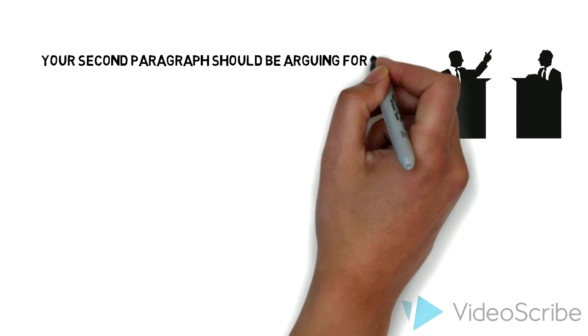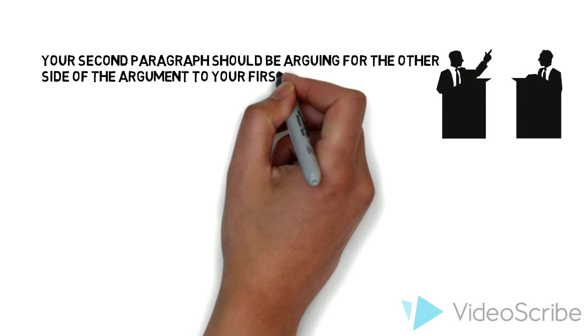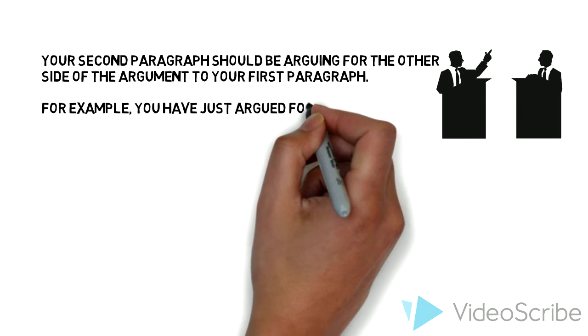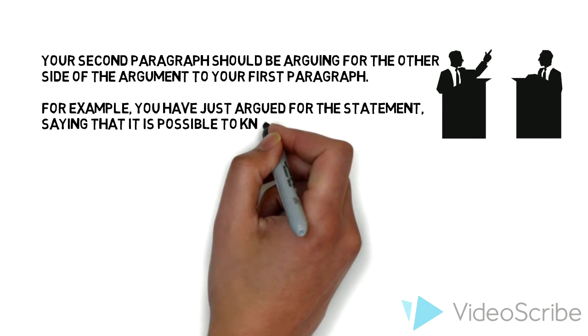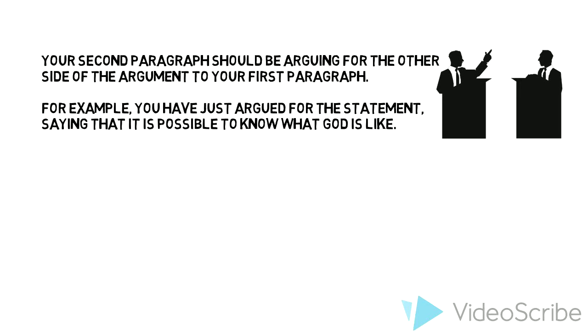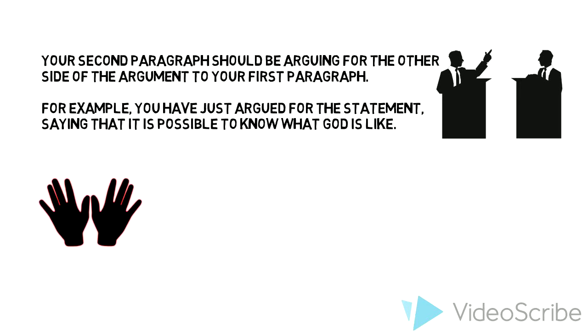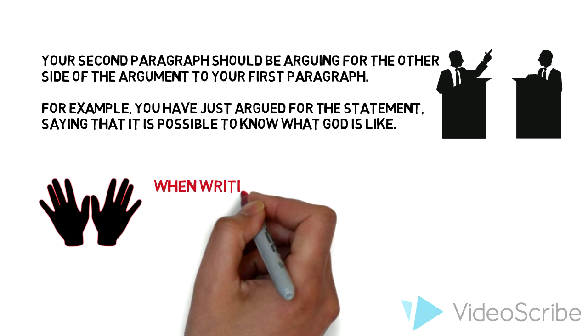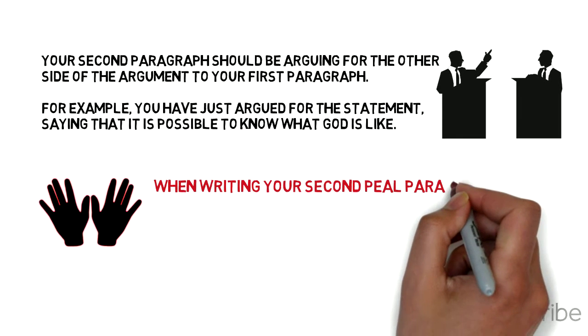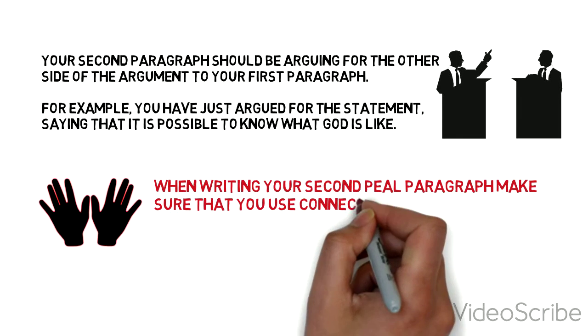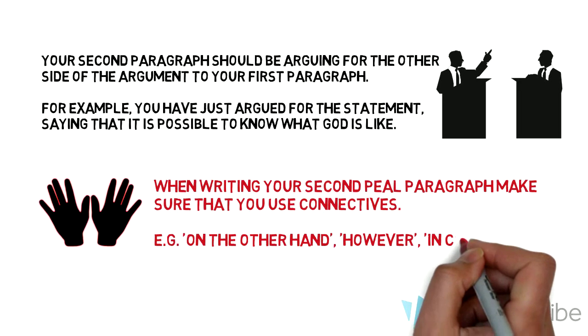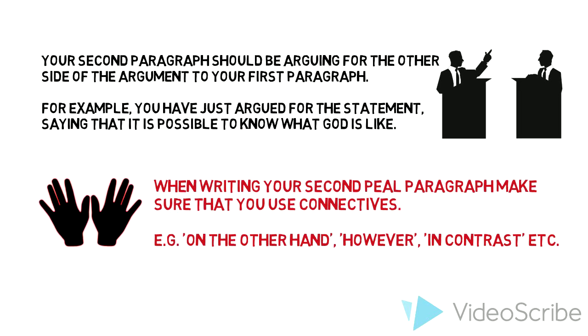When writing your second paragraph, make sure that it is arguing for the opposite side of the argument. With part Es, they ask you to discuss, therefore it needs to be set up like a debate: for, against, for, against. When writing your second PEEL paragraph, make sure that you use connectives, for example, on the other hand, however, in contrast, etc.